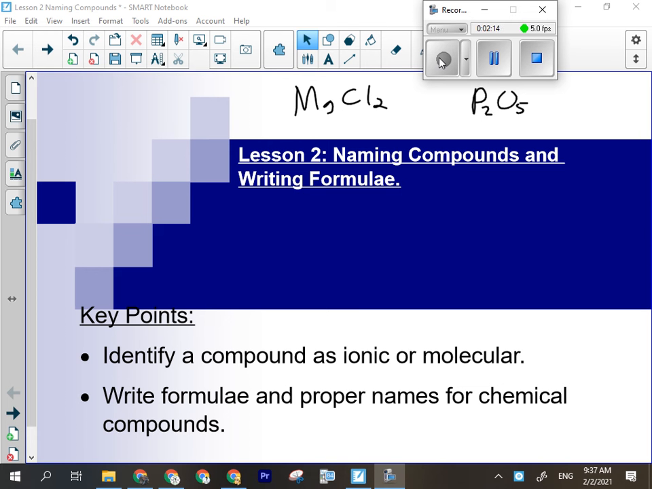Okay, so now that you've got your periodic table in front of you, you can see the staircase is a black bolded line separating the left-hand side, which is much bigger, of the periodic table from the right-hand side. The right-hand side is the non-metals, the left-hand side is the metals, and that's the separator. All right, so the second thing we've got to be able to do is write formulas and proper names for chemical compounds.